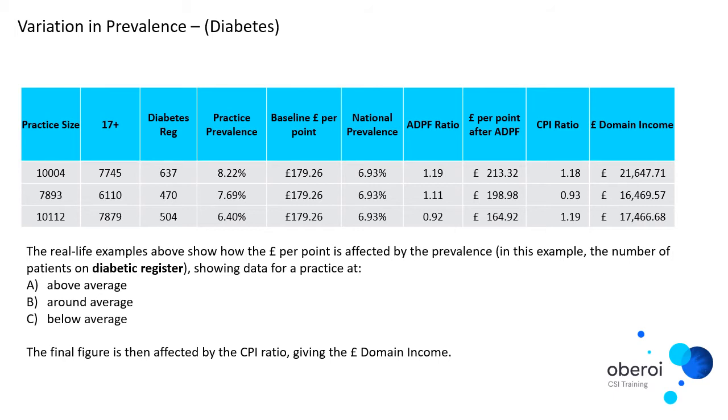The baseline pounds per point when this calculation was done, from last year, was £179.26, and we can see that the national prevalence for diabetes was 6.93% for this year. Comparing the practice's 8.22% to the national prevalence of 6.93%, we can see that their ADPF ratio, their adjusted disease prevalence ratio, is 1.19.